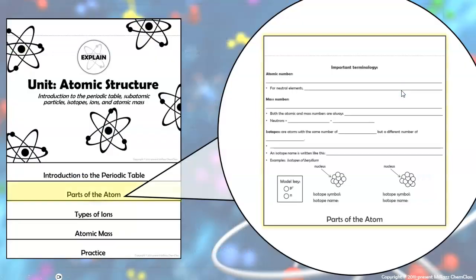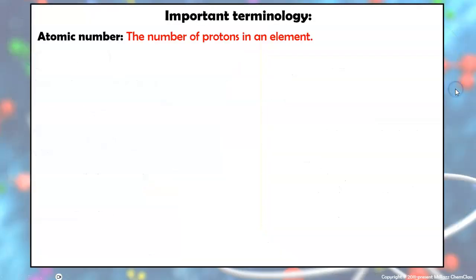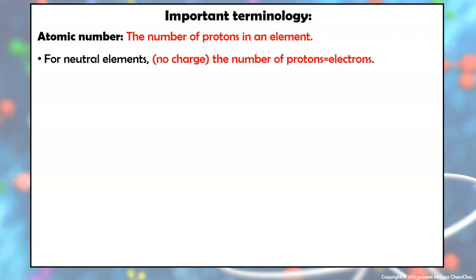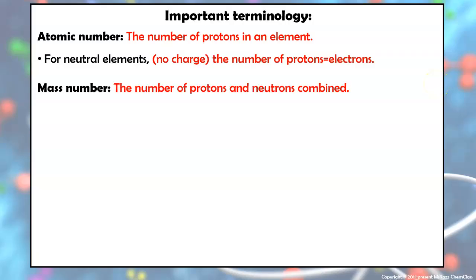Okay, so here on the next page for the parts of the atom. All right, so important terminology. So we know already, or at least we should know, what the atomic number by definition is. It's the number of protons of an element. For neutral elements, meaning atoms that have no charge, the number of protons and electrons are equal to each other.